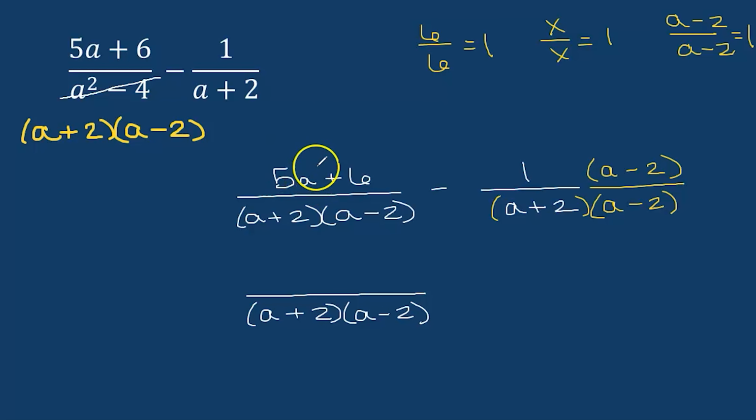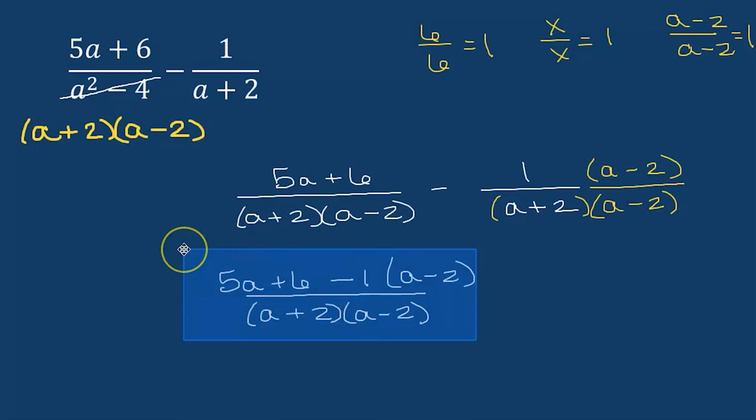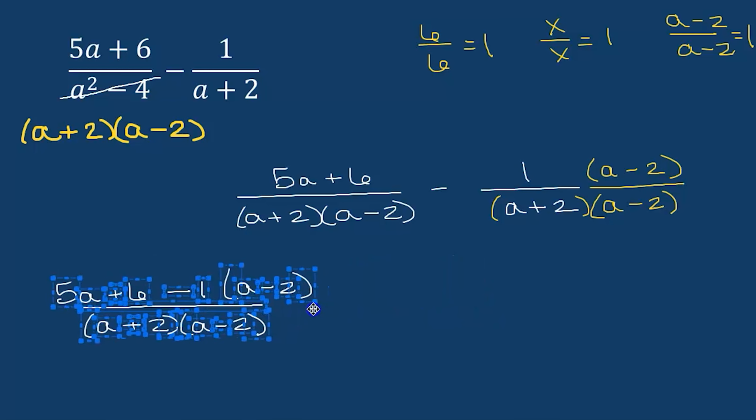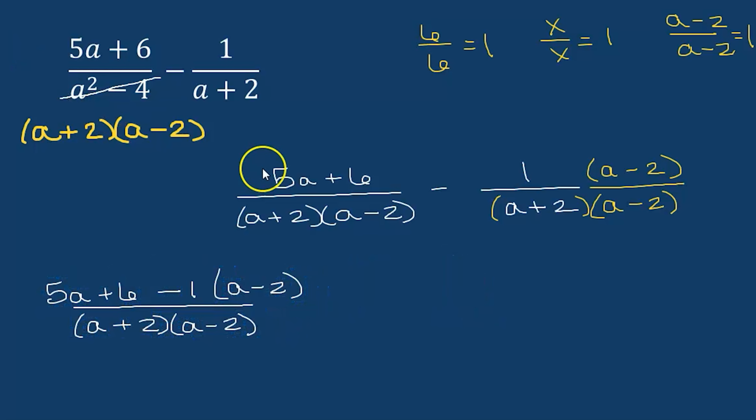This is going to be 5a plus 6 in the numerator minus 1 times a minus 2. Now this is kind of important that we're putting everything that we're multiplying by into parentheses. Let me move this over just so I have a little bit more room this way. That's because we want to make sure that this subtraction sign is multiplying with everything that's in this numerator. So in the end, we need to show that we're distributing this -1 to both the a and the -2.